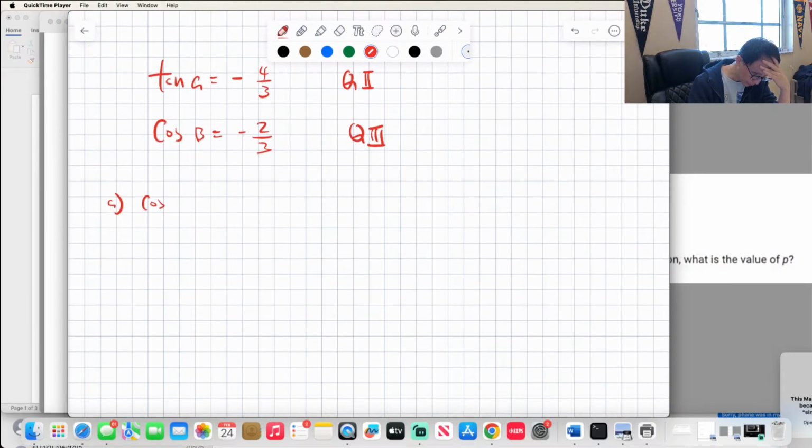Cosine A plus B. Sine A minus B. And then cosine 2A.